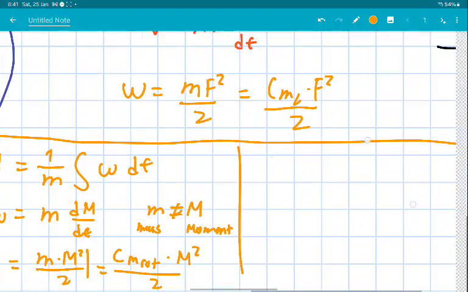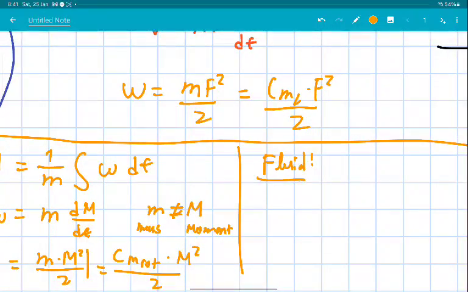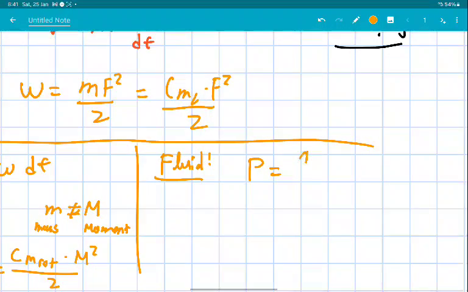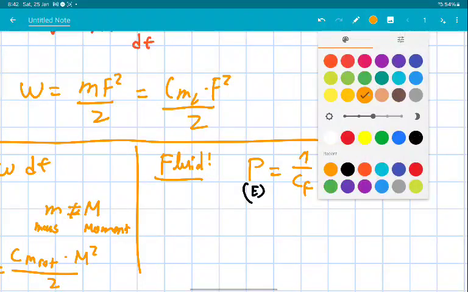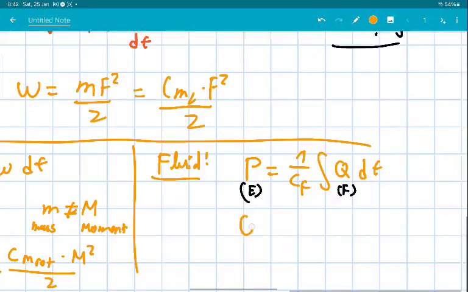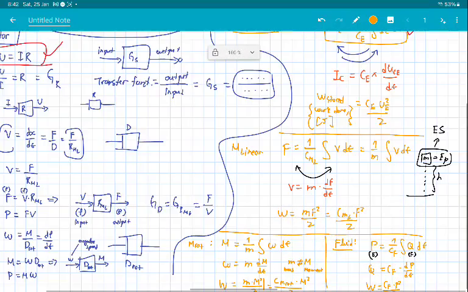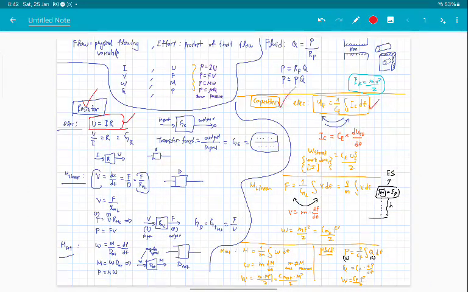Now when we go to fluid, we say that P, the pressure, is equal to 1 over the fluid capacitance, CF, the integration of Q dt. And always remember, this is your flow, and this is your effort. And then we have Q equals to CF multiplied by dp over dt. And then work done is equal to CF multiplied by P squared, the whole thing over 2. So now we have done our capacitance.